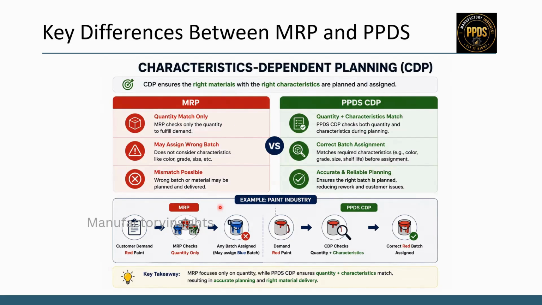Here the example is given for a paint industry. If the customer orders red color paint, MRP checks the quantity and will assign any batch. But PPDS CDP will check the characteristic value and assign the right batch against that demand.